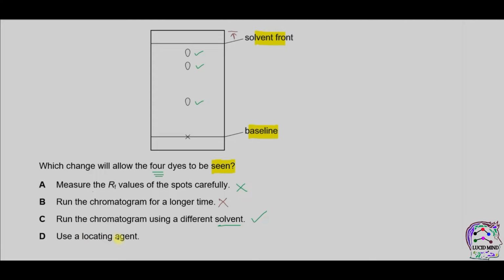Part D, using a locating agent. Now a locating agent can be used if invisible spots or invisible dyes are present, for example amino acids. But in this experiment they have stated that all 4 dyes are colored. So therefore we cannot use a locating agent for the dye that is already colored. The correct answer is therefore part C.